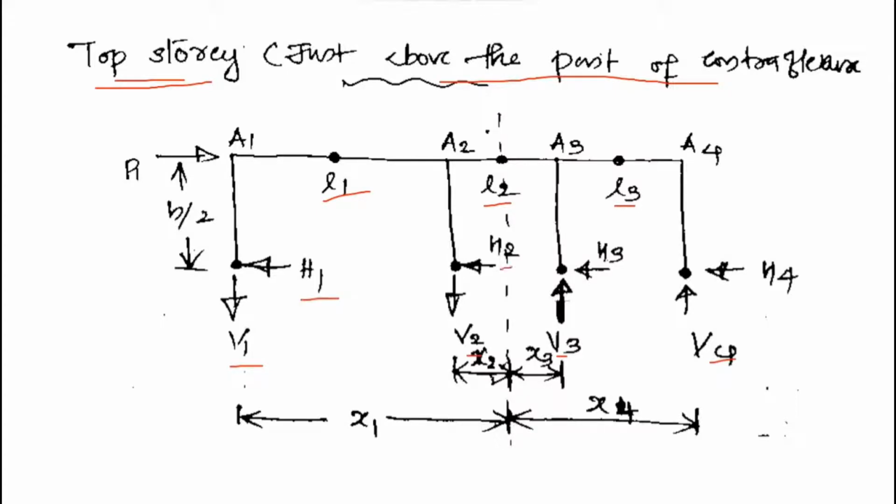Let the distance from the outer column, that is this column, to the centroidal axis be x1 and the distance x2 from this column, x3 from this column, and also x4 from this outer column.